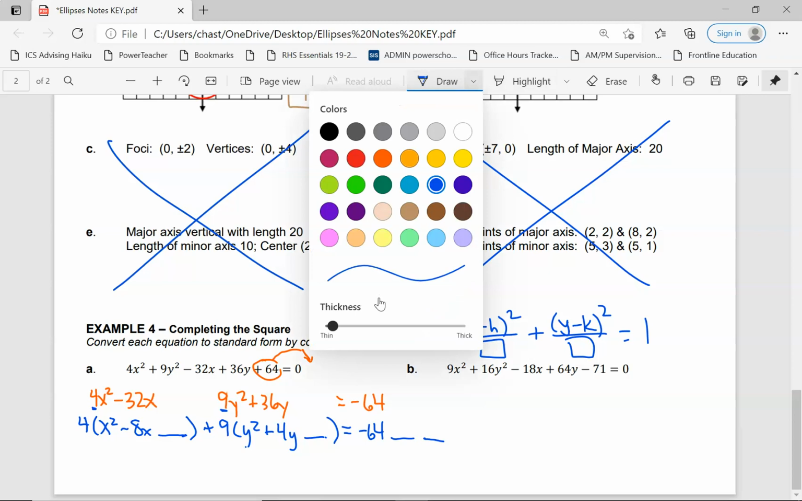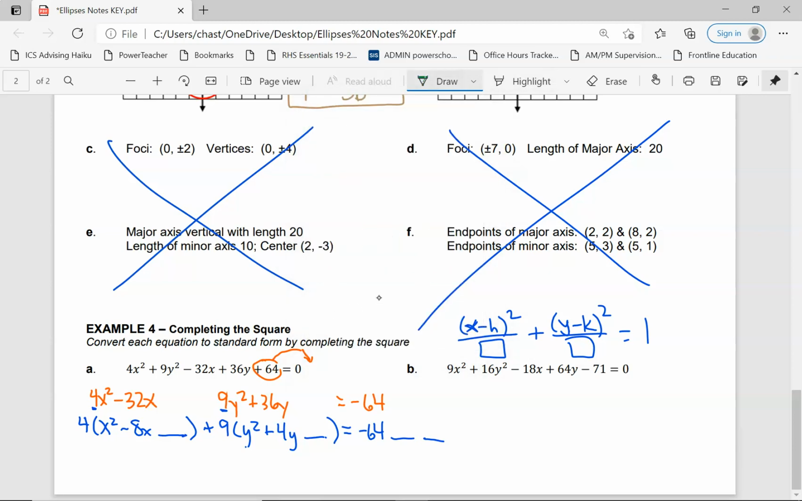We're going to complete the square. Let me use a different color here. So negative 8, split that in half. Negative 8 divided by 2 is negative 4, but then square that, you get 16. And then here we take 4, this 4 right here, divide it by 2, and then square it. So 4 divided by 2 is 2, and then square it gives us 4.